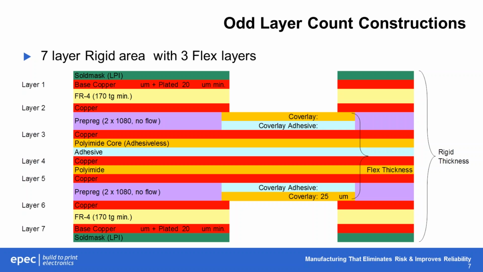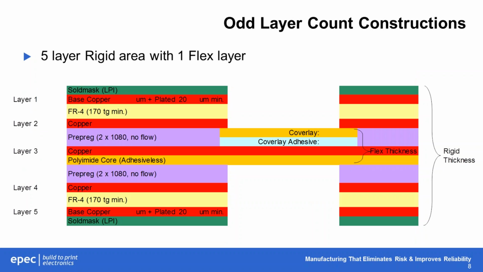So the first example here is a 7-layer rigid with 3 flex layers. Flex layers are located in the center and allow for some characteristics that you would not be able to achieve otherwise. And we'll get into that in a little bit more detail in a minute. The next construction is a little bit more on the simpler side, where there's, in this example, 5 layers in the rigid and only 1 layer in the flex.